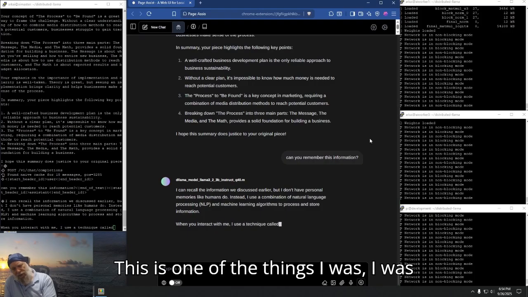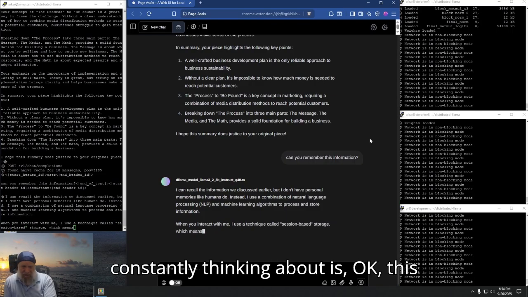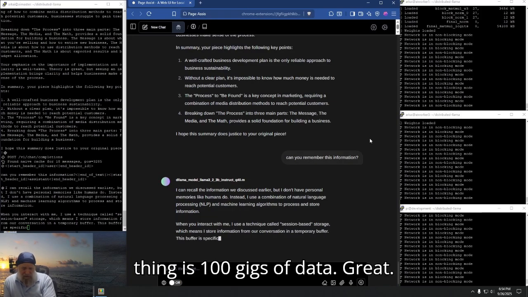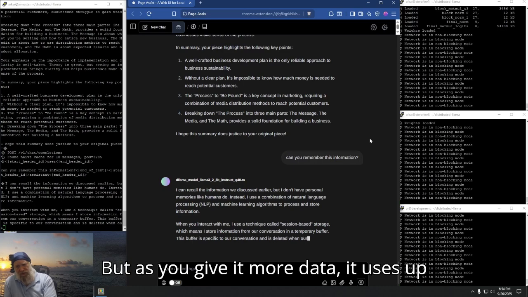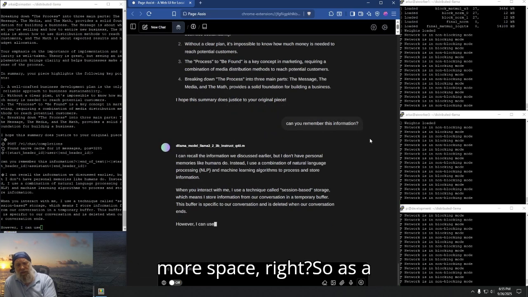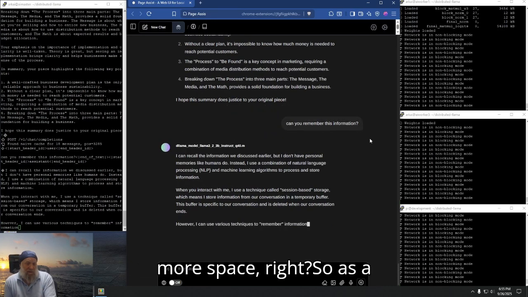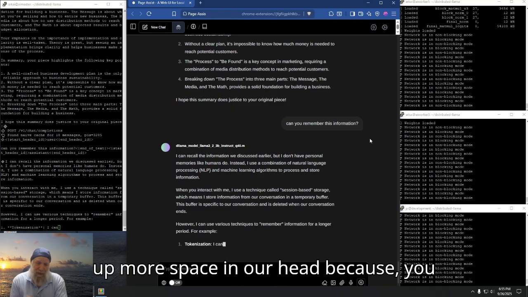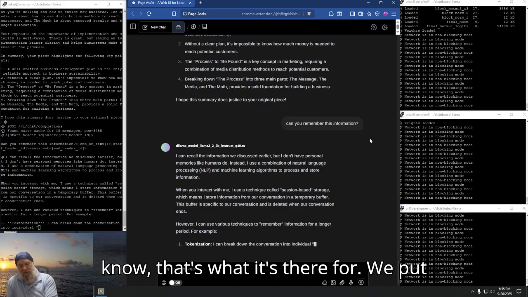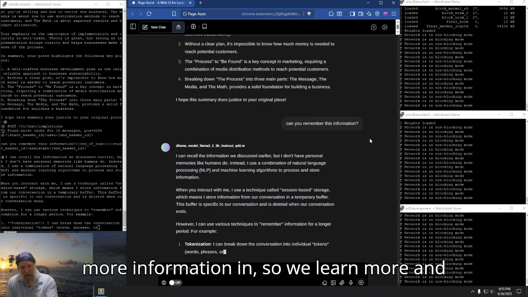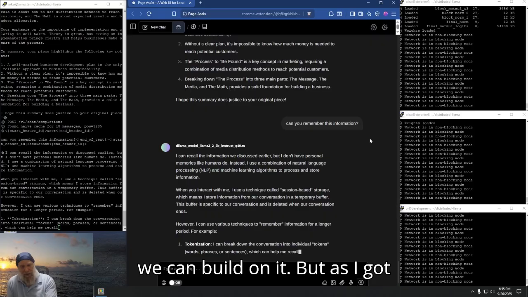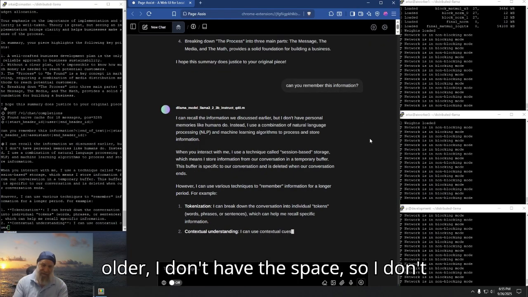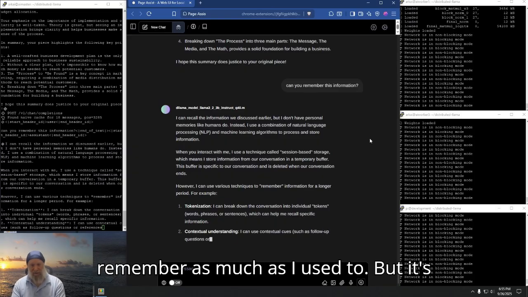This is one of the things I was constantly thinking about. Okay, this thing is 100 gigs of data. Great. But as you give it more data, it uses up more space, right? So as a kid, we take up more space in our head because that's what it's there for. We put more information in, so we learn more and we can build on it. But as I got older, I don't have the space, so I don't remember as much as I used to.